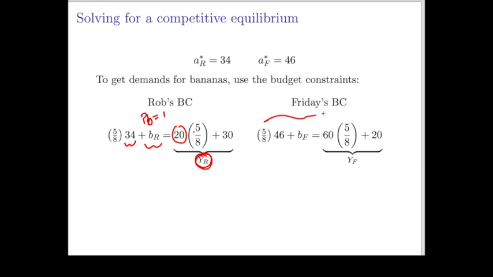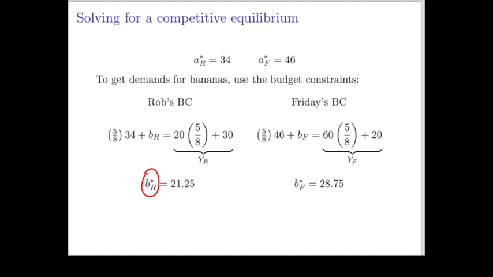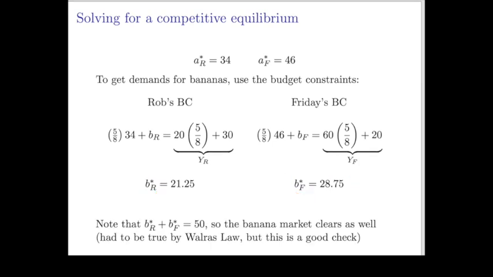Similarly, we've got an equation for Friday. Solving for BR, the optimal BR is going to be 21 1/4, and solving for the optimal number of bananas for Friday, we find that it's 28 3/4. Now, it just so happens that if we add up the demands for bananas, we get exactly 50, which is what the market supply of bananas is. In other words, the market for bananas clears.